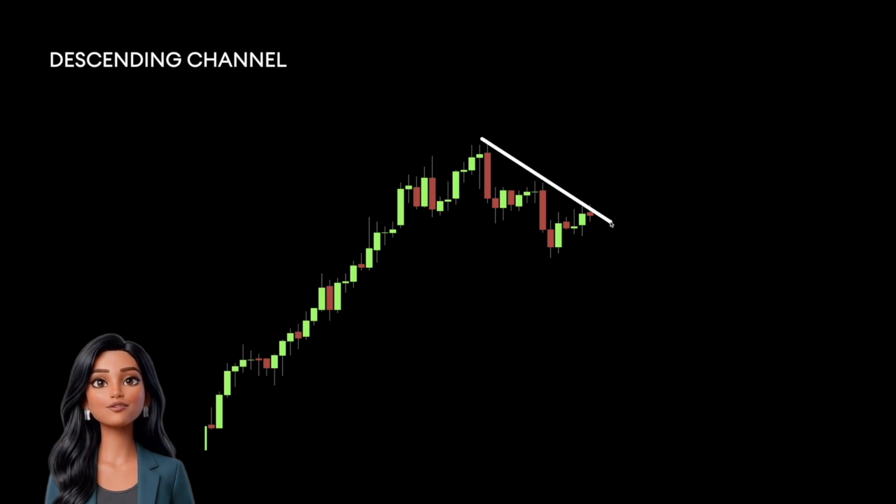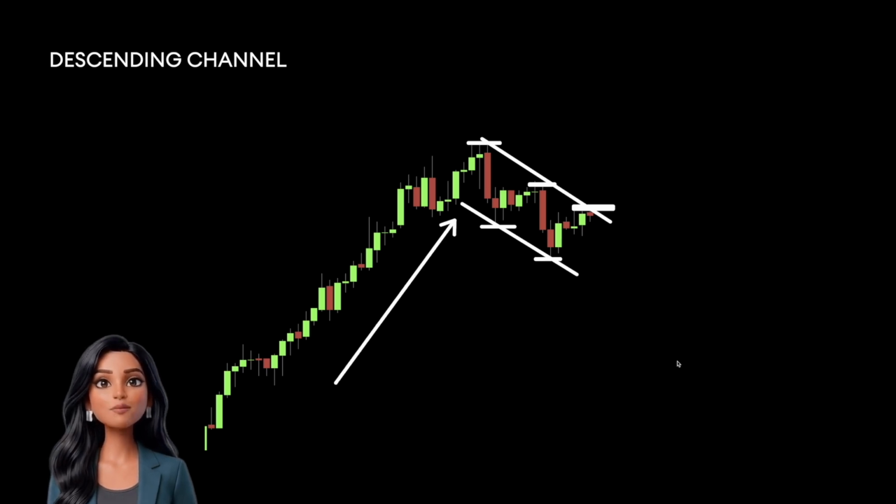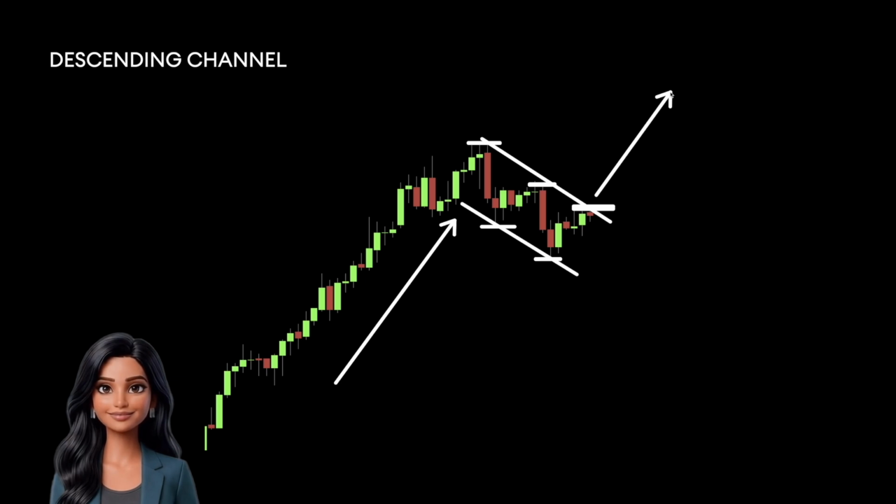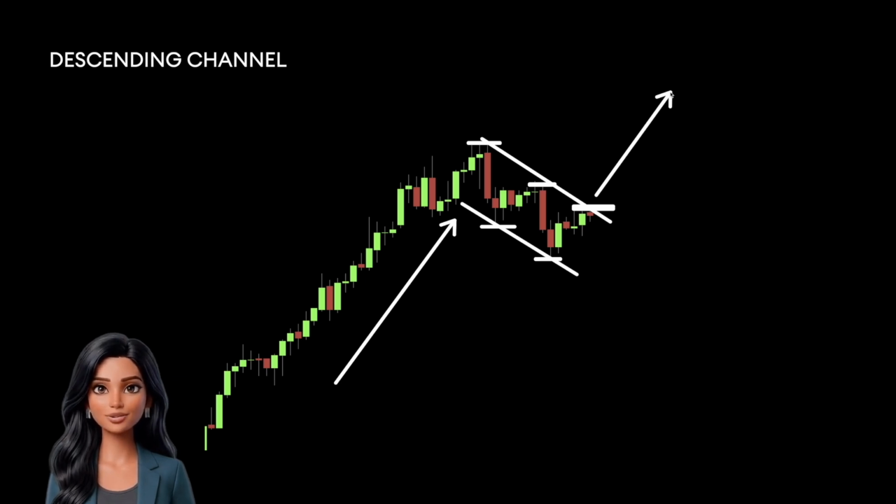Here, the top side forms lower highs and the bottom side forms lower lows, creating two downward-sloping parallel trend lines. The price moves within this channel gradually, making lower highs and lower lows. In a bullish descending channel, the price starts in an uptrend, but the formation of the descending channel suggests a temporary pullback.